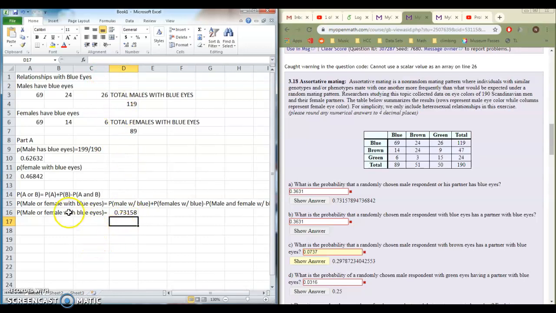When we're doing our general OR statements, we have to take the probability of one event plus the probability of the other event minus the place where they overlap, because they're not mutually exclusive.